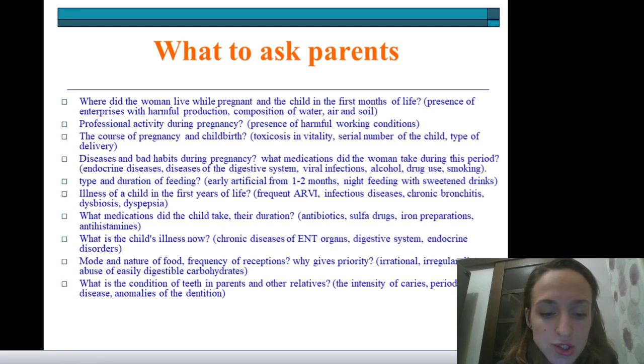What is the condition of the teeth in parents and other relatives? These things you should know and write in the personal card of the patient.